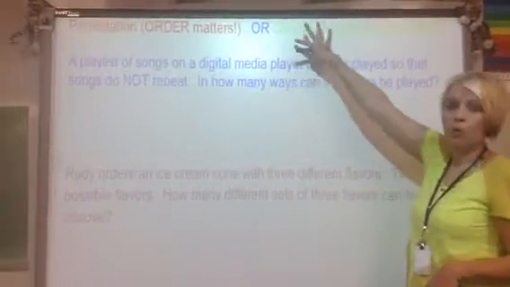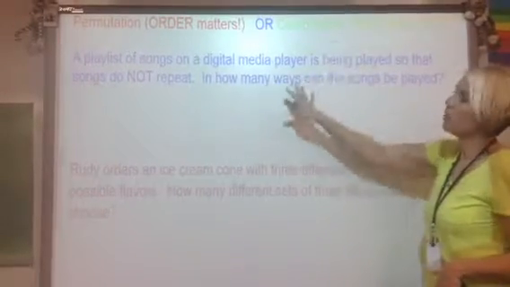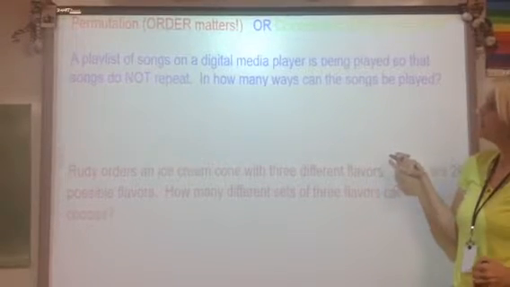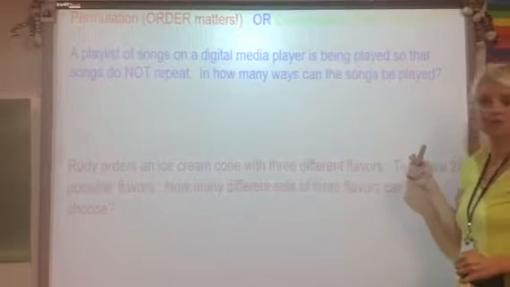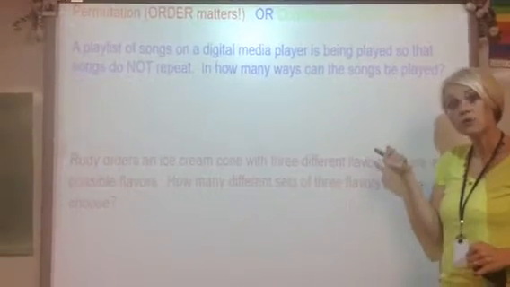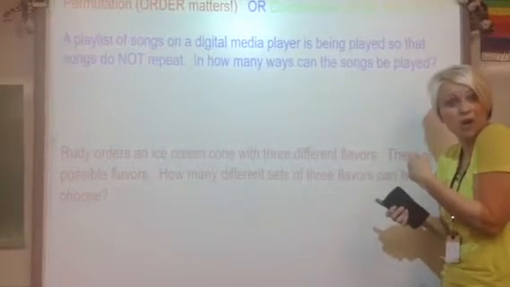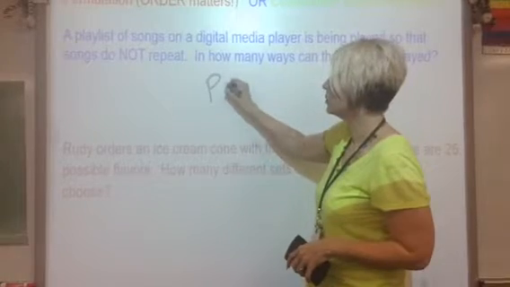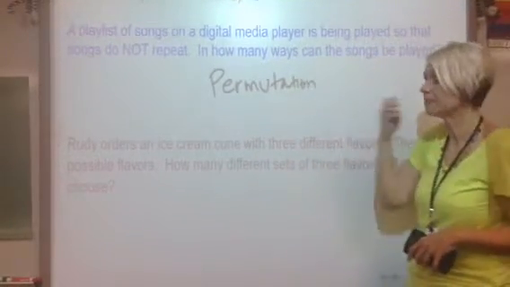Now, in permutation, order matters. In combination, order does not matter. So what about this situation? A playlist of songs on a digital media player is being played so that songs do not repeat. And how many ways can the songs be played? Does order matter here? Is it okay if I have a song back to back, like the same song? Well, we just said here we don't want the songs to repeat. So that is a permutation because we do not want to have that repetition.